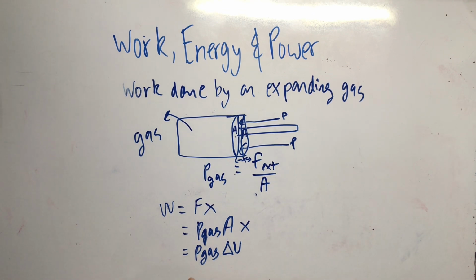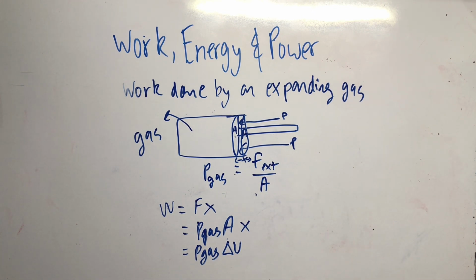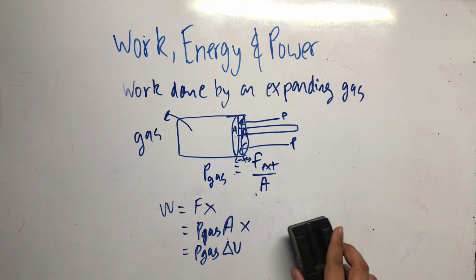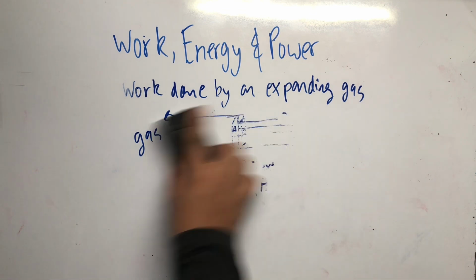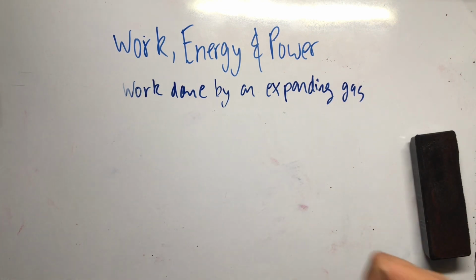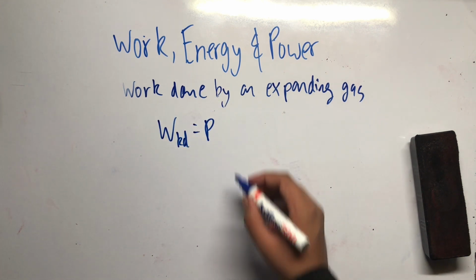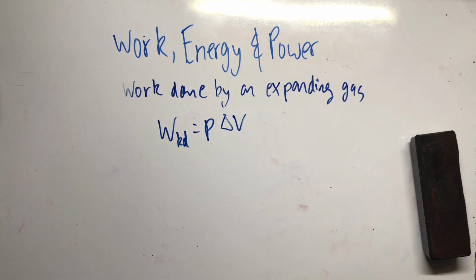So while proving this formula that work done by the expanding gas is equal to the pressure against the gas times the change in the volume of the piston, we have made two main assumptions. That the pressure, first of all, is constant, and second, there's constant temperature in the entire system. So in short, the work done by the expanding gas is equal to the pressure times the change in the volume, as we just derived.